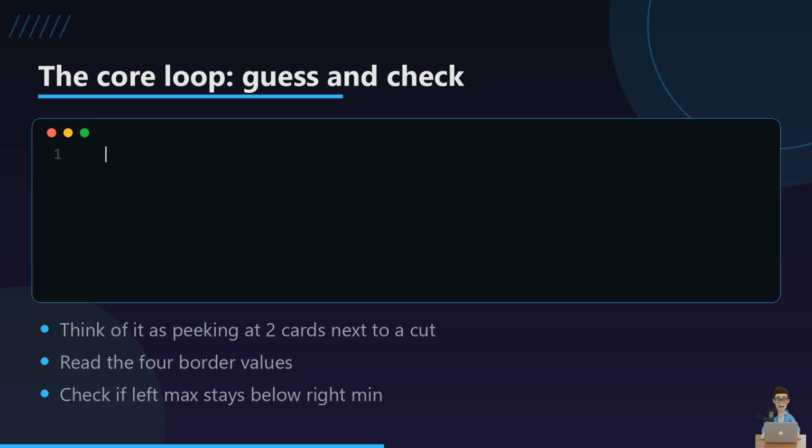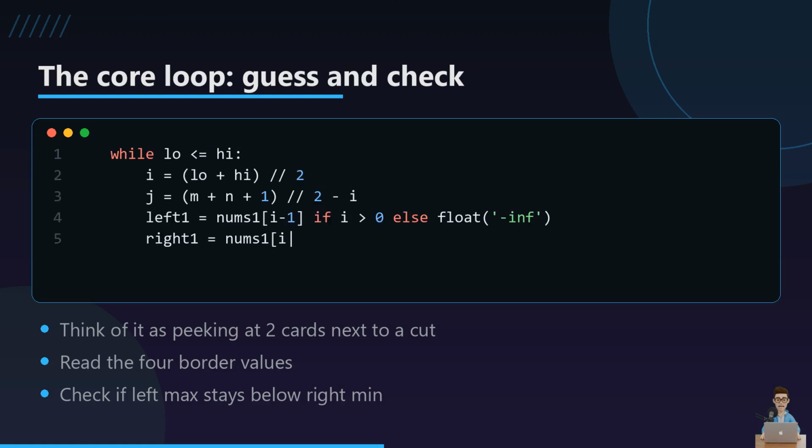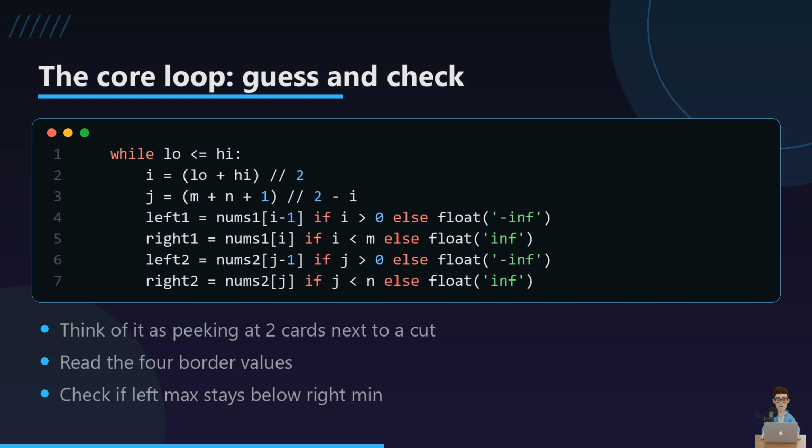total elements. Picture both arrays as two decks of cards laid out in a row, and you slide a divider through each deck. You only ever need to peek at the card right before the divider and the card right after. In both decks, that's 4 numbers total. We guess a split point i in nums1, and j is whatever makes the left half exactly half-sized, using infinity as a stand-in when the divider sits at the very edge with nothing there.